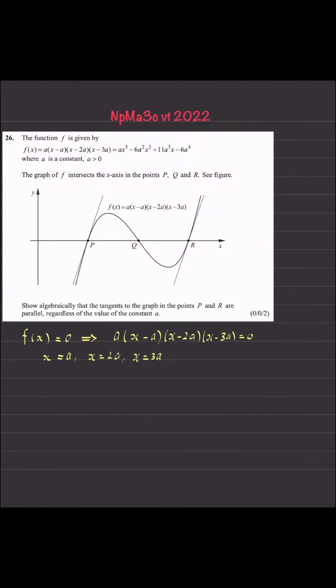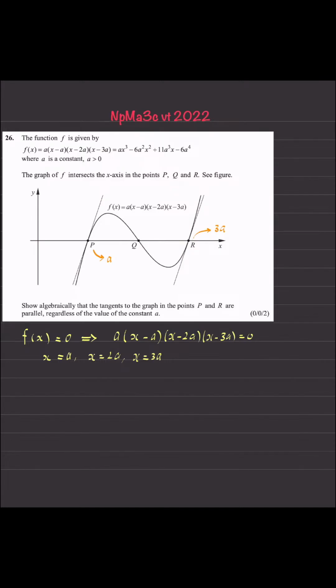But because a is positive, it is clear that a is smaller than 2a, which is smaller than 3a. So we immediately realize that the x coordinate of this point, so let me change my color to be more visible, is the smallest one, which is a, and the x coordinate of that point is the largest one, which is 3a. Okay, now I need to find the k value at P and at R.